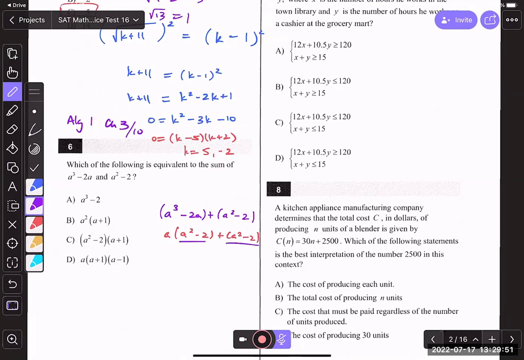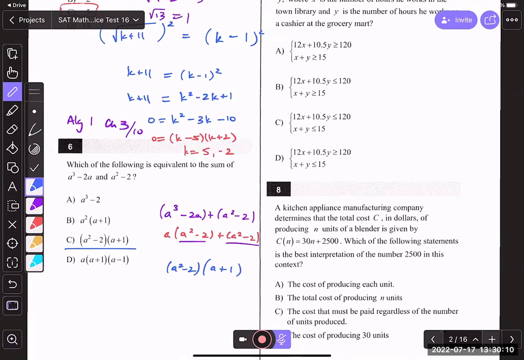However, there's a repeated term here, isn't there? Yeah. So you can factor out a squared minus 2 from each of these to make this a squared minus 2 times a plus 1. And then isn't that your answer? Yeah. Which is C, right?